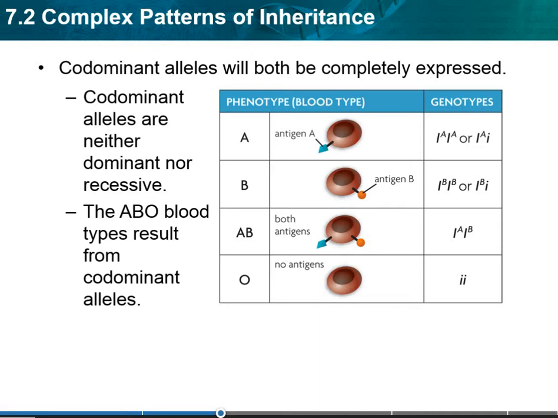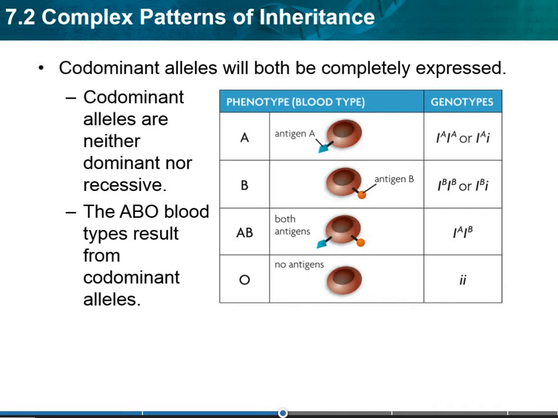So if one parent gives the A allele and the other parent gives a B allele, their child is going to show both A and B antigens in the blood. So that is an example of codominance.